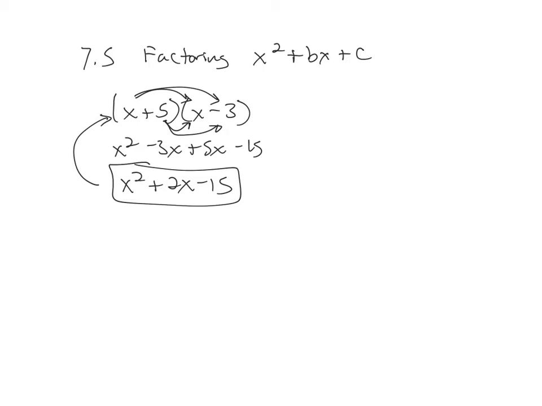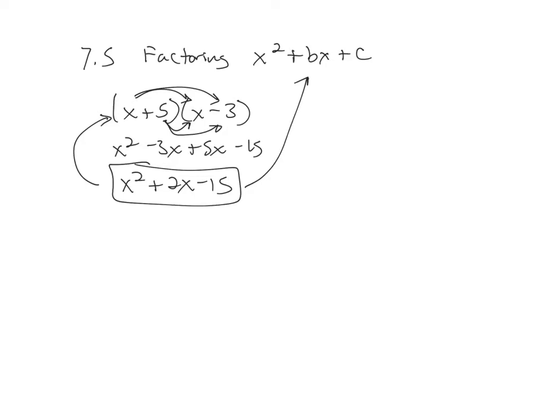Okay, and so if you notice, the answer is just x squared, and then 2x minus 15. But if you compare it to this, the b and the c are just the 2 and the negative 15, or the minus 15. So all the problems today will start with no number in the front, and that makes things a lot easier.